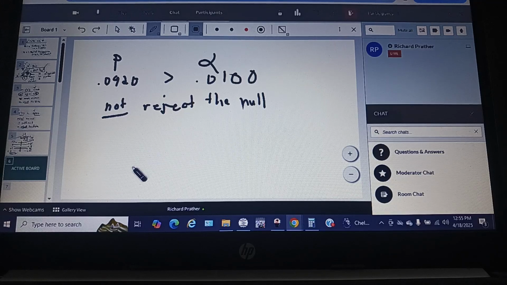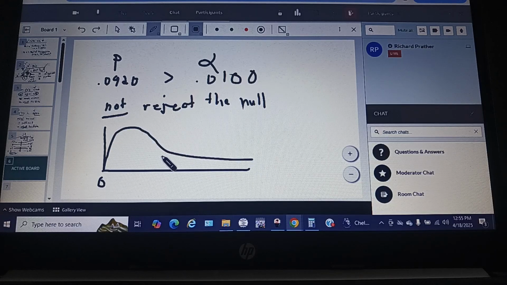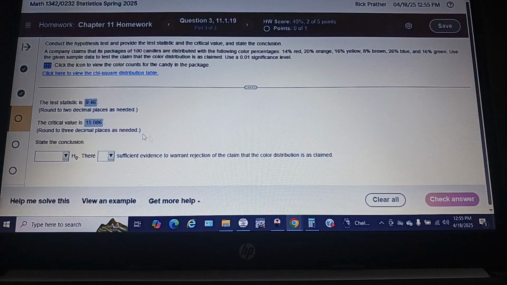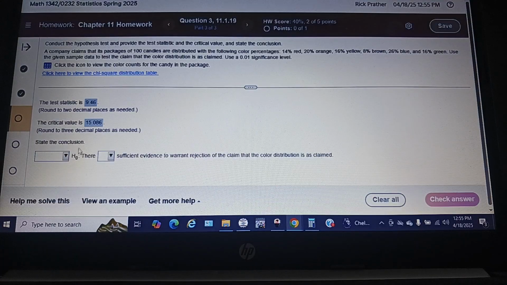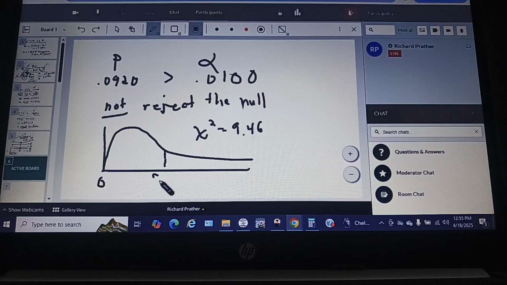But the critical value method, what happens is you're in a chi-square graph that never goes into the negatives. It starts at 0 and it's skewed to the right. And then my test statistic was 9.46. So 9.46 is the test statistic. And the critical value was 15.086.